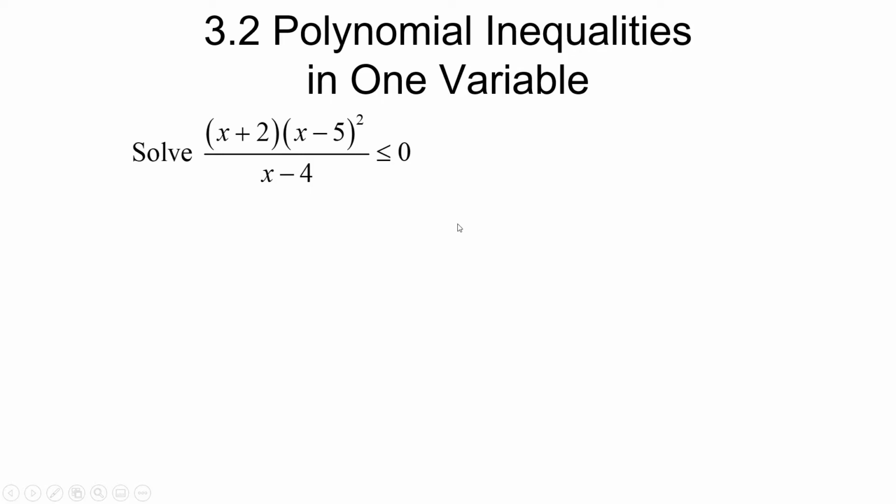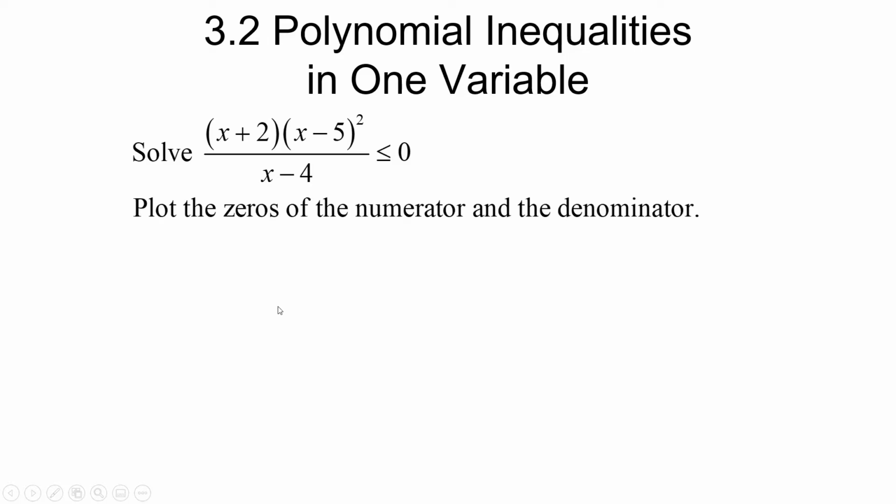Okay. Oh, look at this. Same scenario, but this is not a polynomial. This is a rational expression right here, all right? So that adds one more little thing to think about. It's factored, so we can still use the sign graph. And we're going to plot the zeros of the numerator and the denominator on our sign graph.